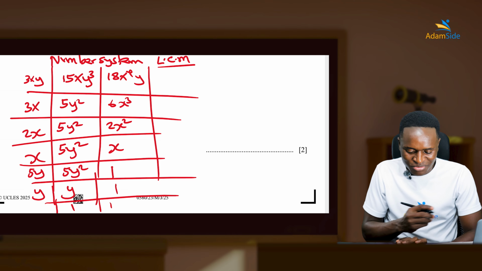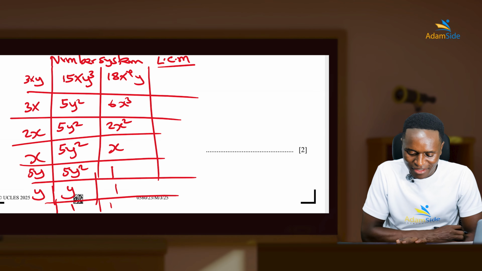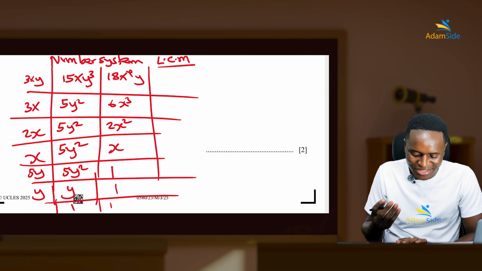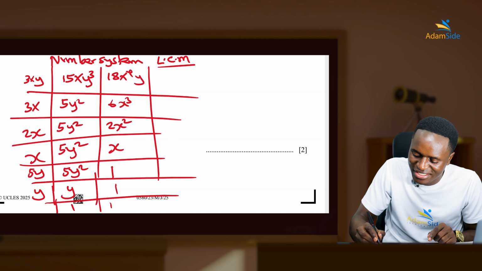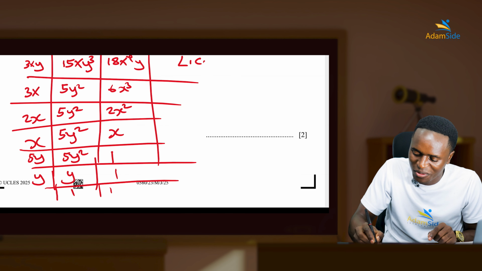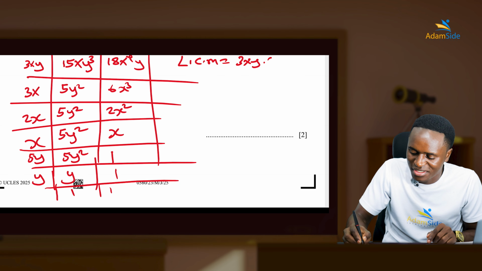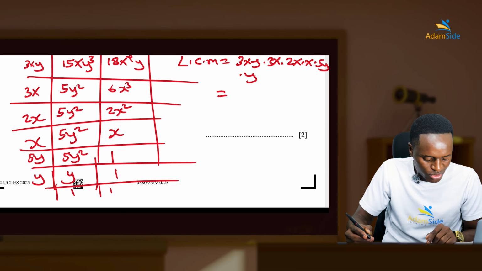Now, if you divide by 5y, you get y, and then with y, you get 1. And then multiply. So the least common multiple: you just take 3xy times 3x times 2x times x times 5y times y. Therefore, what do you get?